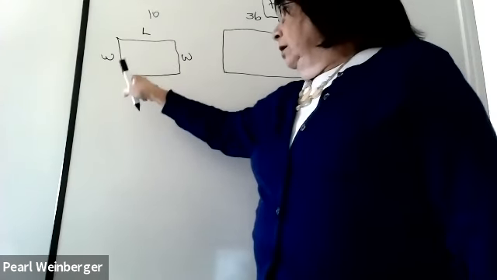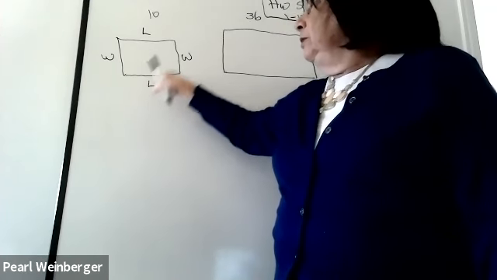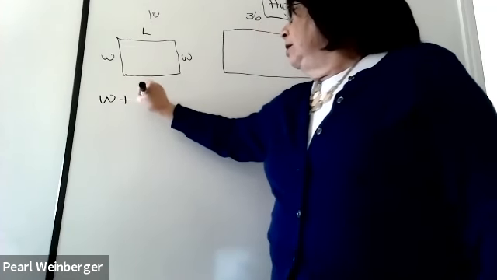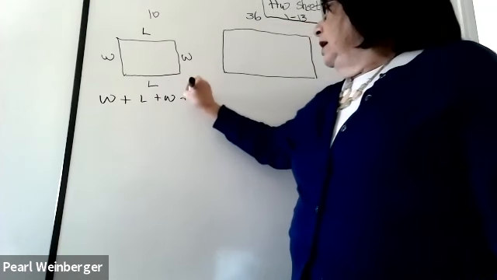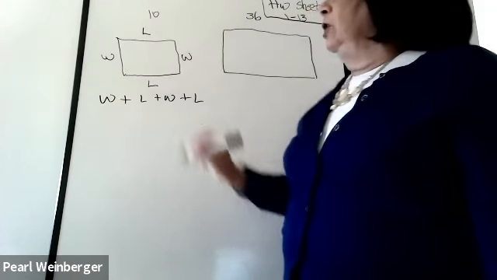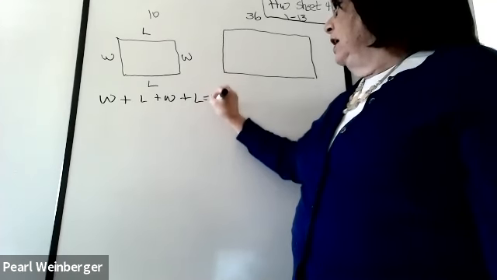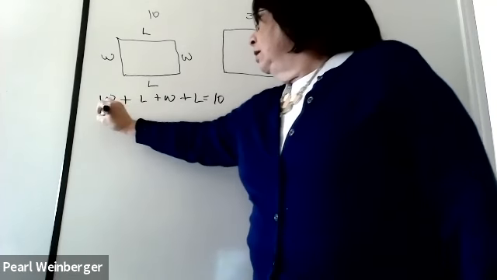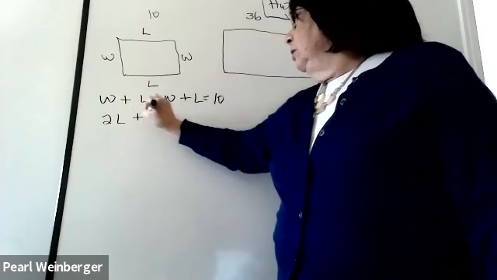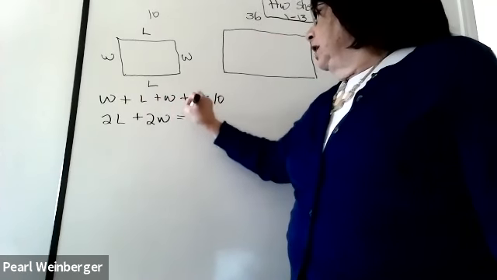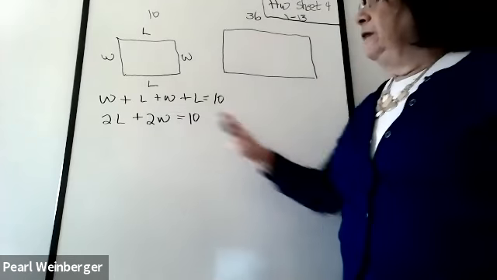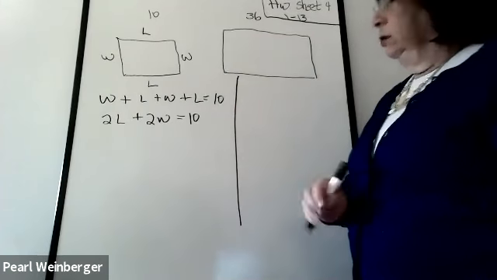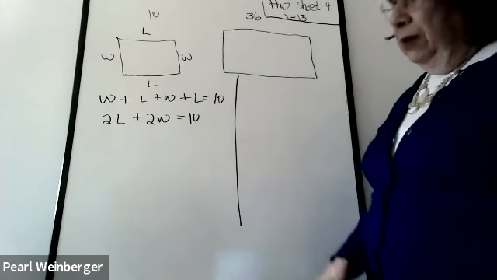So my perimeter becomes, remember we add all four sides, W plus L plus W plus L. Add them all four up, but they told me what it's going to add up to. The perimeter is 10. Or if we simplify, this becomes 2L plus 2W equals 10, just combining the like terms. That's in my original rectangle. Let's talk about this new rectangle.